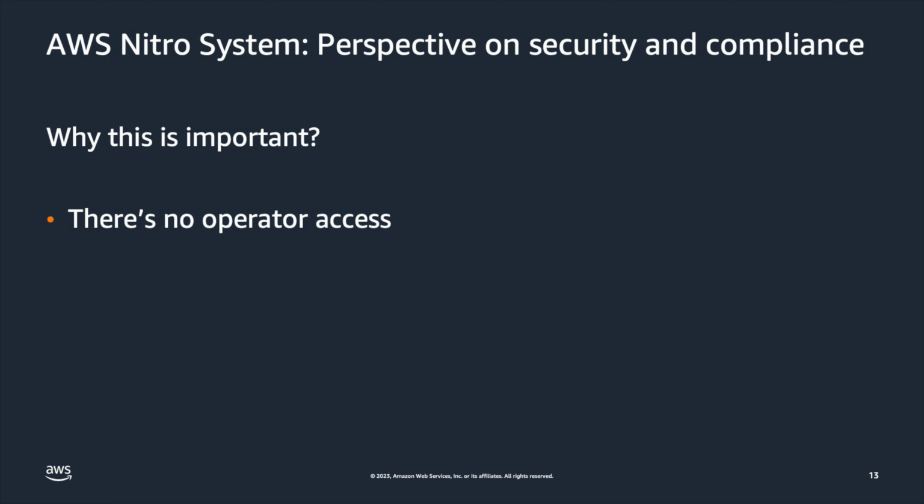By design, the Nitro System has no operator access. There is no mechanism for any system or person to log into the EC2 Nitro hosts, access the memory of EC2 instances, or access any customer data stored on local encrypted instance storage or remote encrypted EBS volumes.